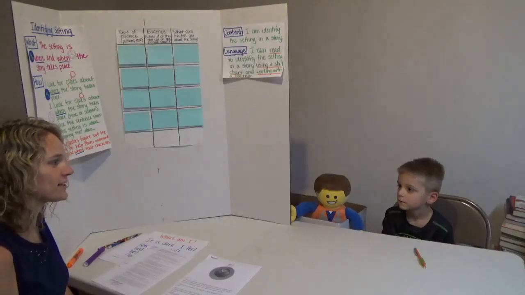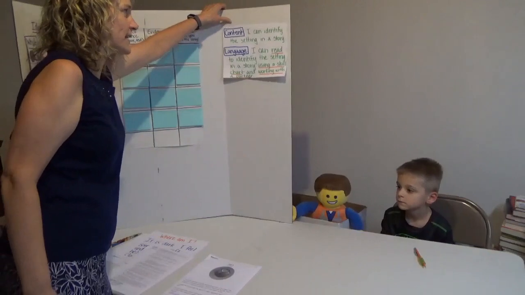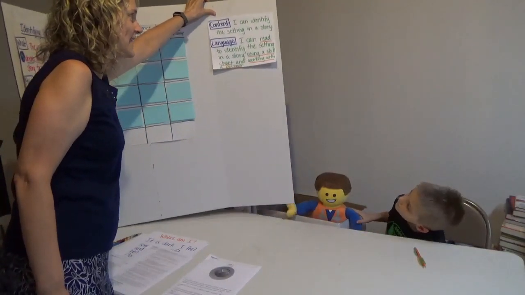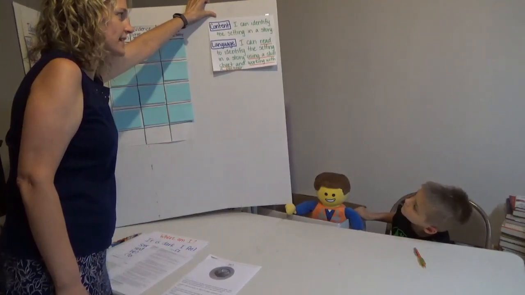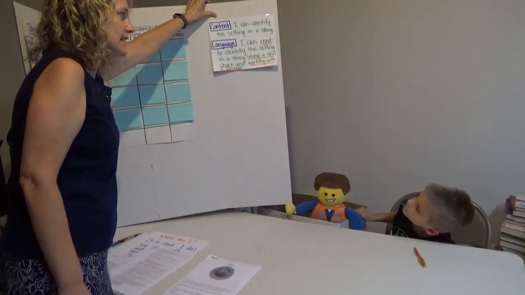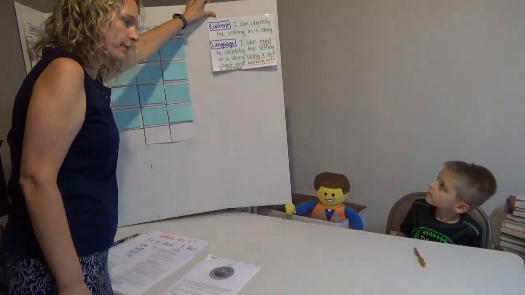We're going to work on something that you've also been working on in your classroom. So our content objective today will be, I can identify the setting in a story, and then the language objective, I can read to identify the setting in a story using a skill chart and working with a partner. So what language skill will we be working on today?